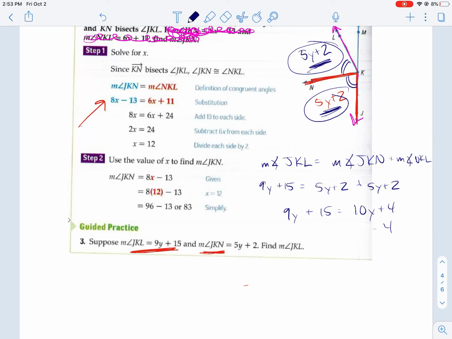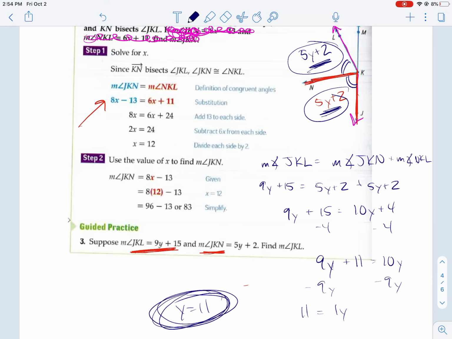I'm going to subtract 4 and get 9y plus 11 is equal to 10y. Subtract 9y, and 11 is equal to 1y, which is just y is equal to 11. Anytime you divide anything by 1, you just get that same number. So our value for y is 11, and then I just plug it into this expression.